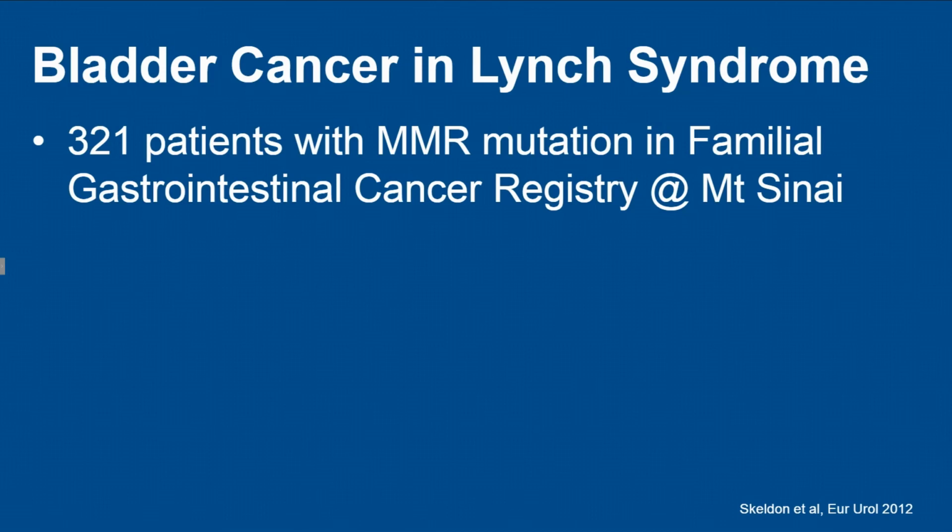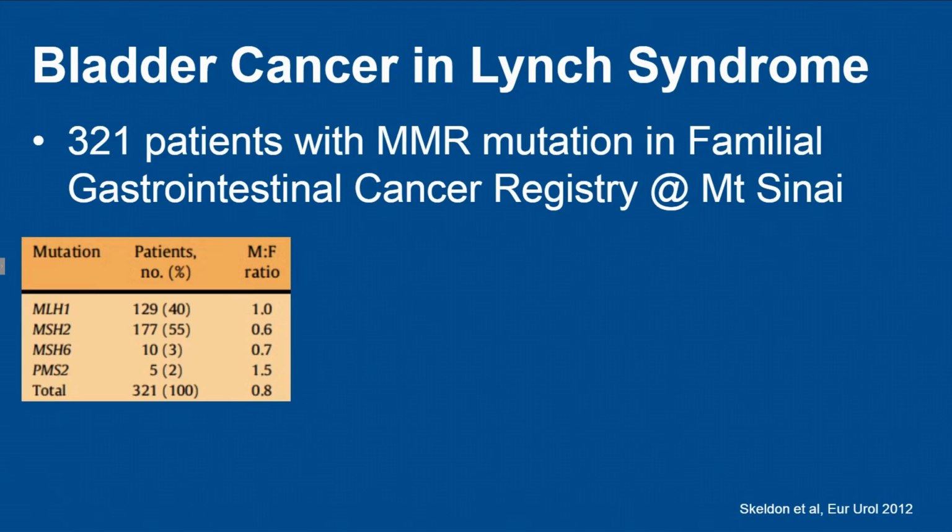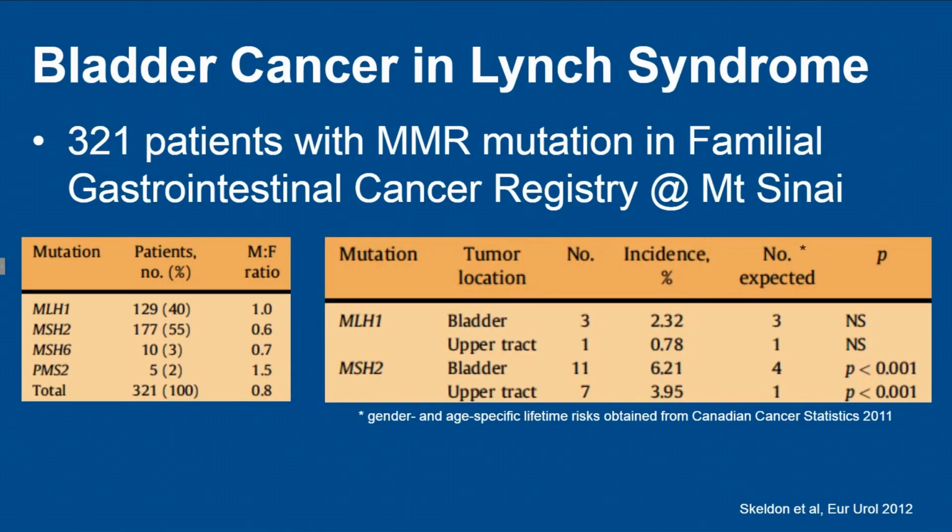But what about bladder? And if we look at one of the largest registries, which is at the Mount Sinai Hospital in Toronto, there are 321 patients with Lynch syndrome. And you can see here that most of the mutations are MLH1 or MSH2. And the rate of bladder cancer is actually greater than the rate of upper tract urothelial carcinoma.